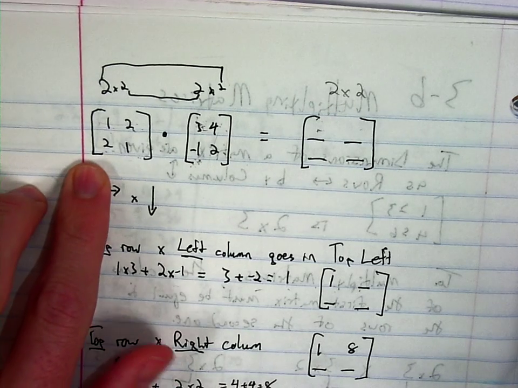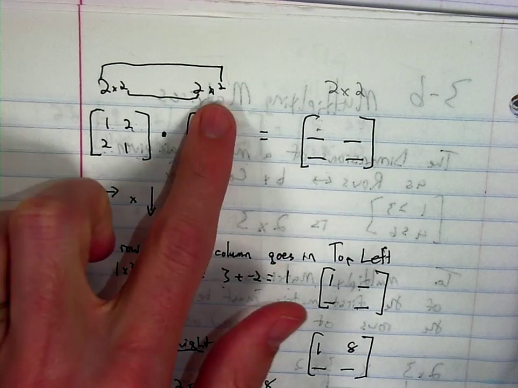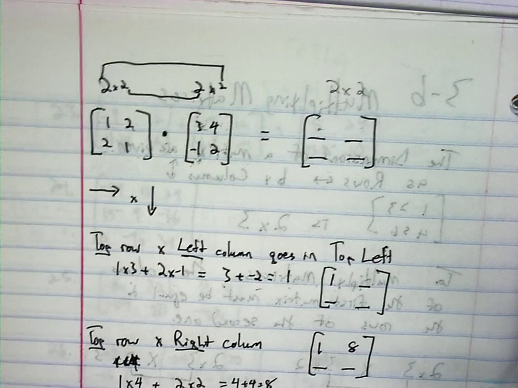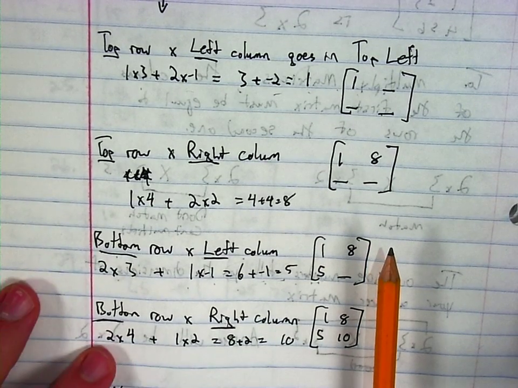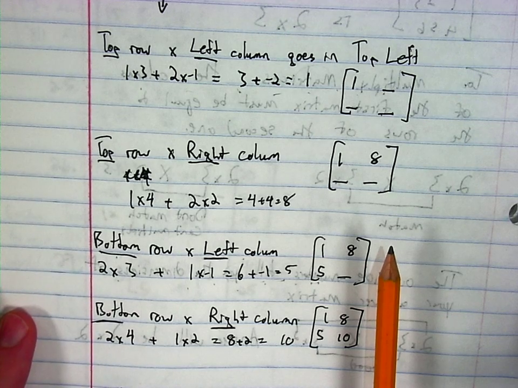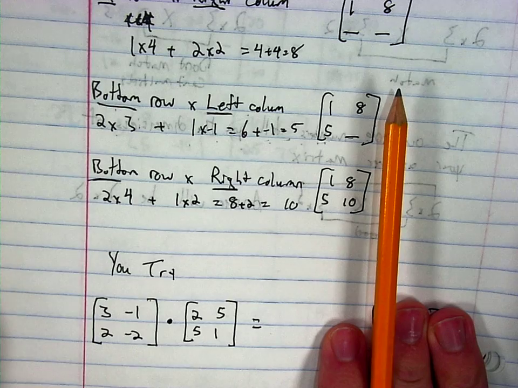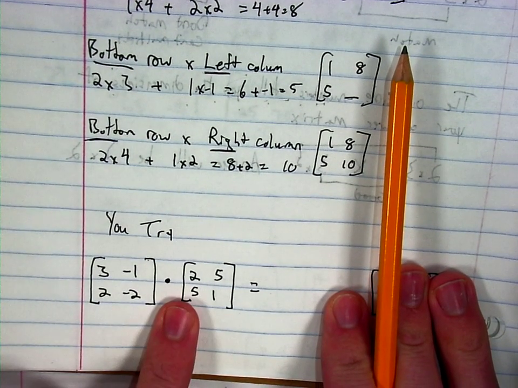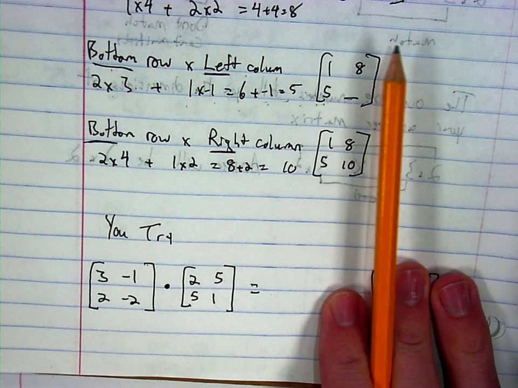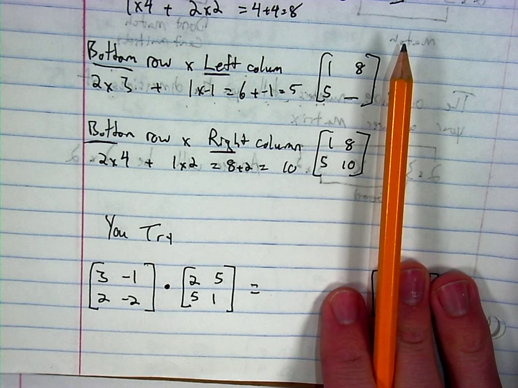Okay, our last one, we have the bottom row times the right column. 2 times 4 is 8. 1 times 2 is 2. And 8 plus 2 equals 10. 10 goes in the bottom right spot. Okay, if you need to rewind that or pause and listen to that again to digest it, go ahead and do that. Otherwise, here's a problem. Go ahead and hit pause while you work that out, and unpause when you're ready.